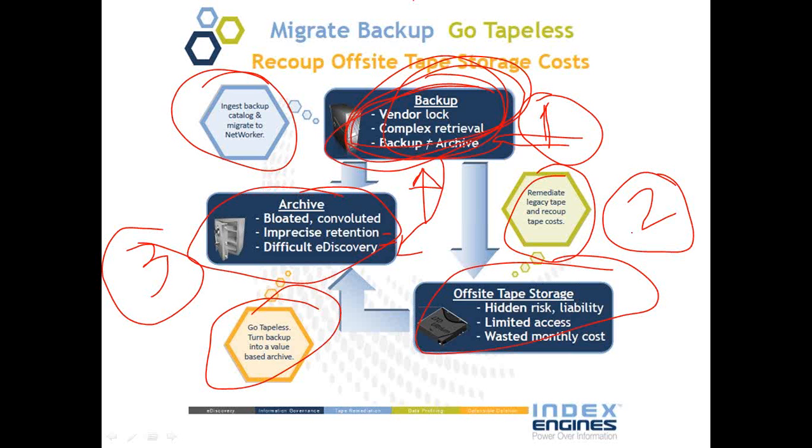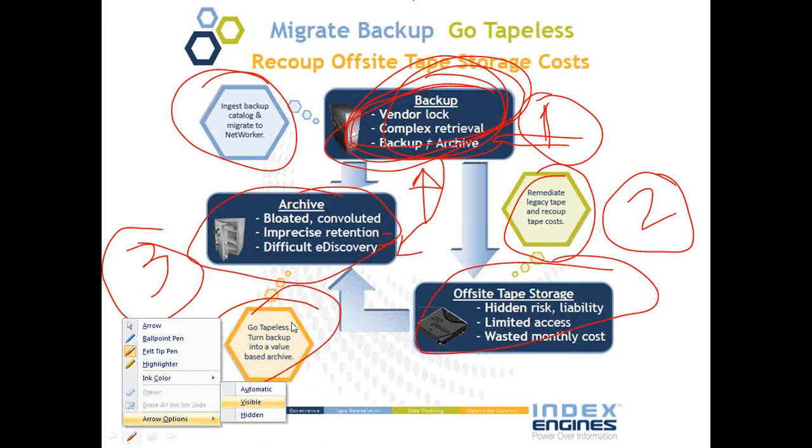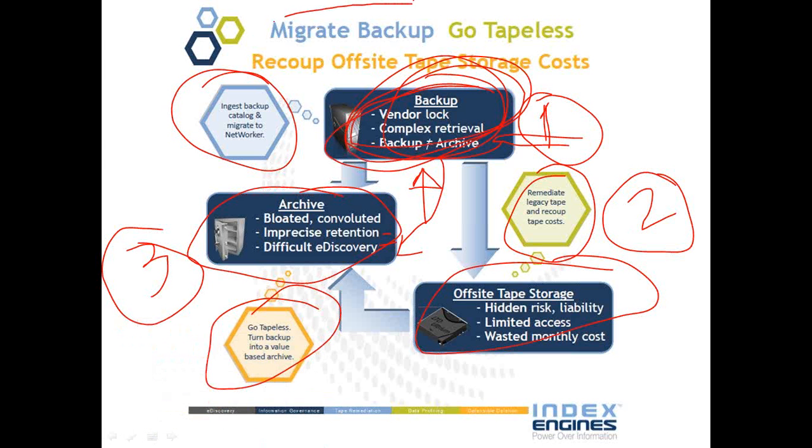So the three areas that we're working with EMC on are the ability to migrate backup to a new backup vendor like NetWorker, to go tapeless off the back end of something like Data Domain, and to recoup offsite tape storage costs to remediate that expense.